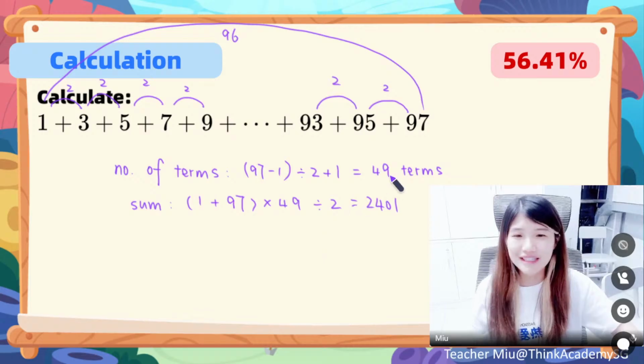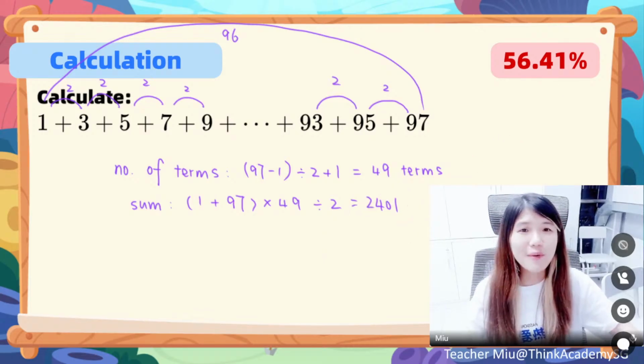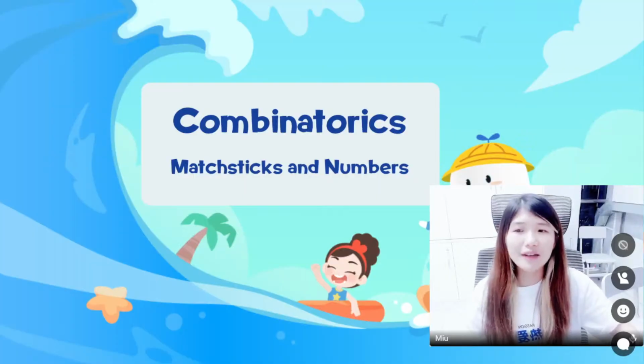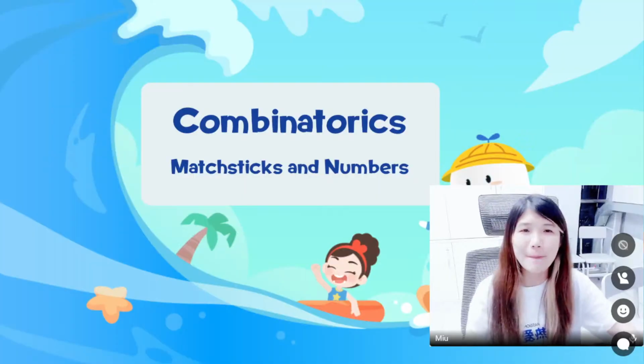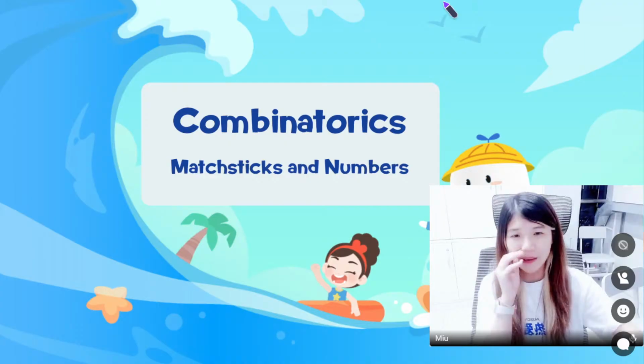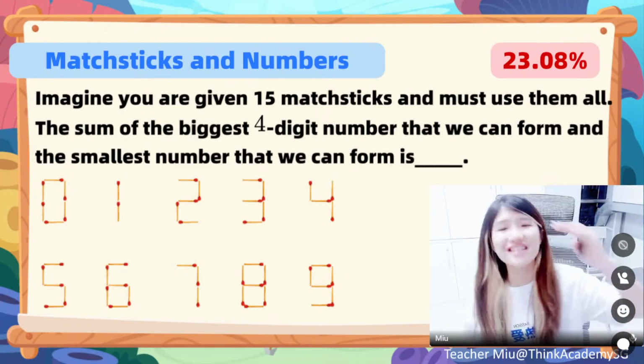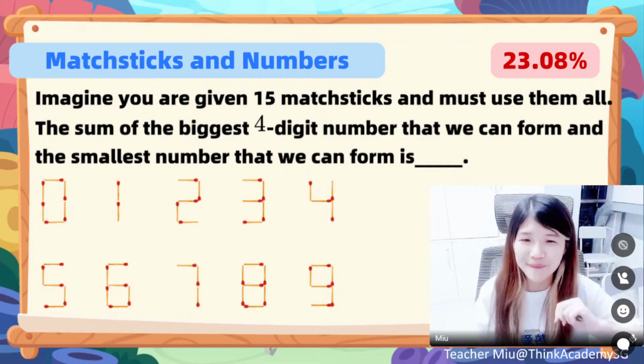So this is about the sum. Right? Very easy, right? Then we go further, which is about the combinatory matchstick set number, which was conducted by Mu previous week, right? So for this number, do you still remember how we go through it? It's a question like this. This is the question which has the lowest accuracy we got for the whole bootcamp.